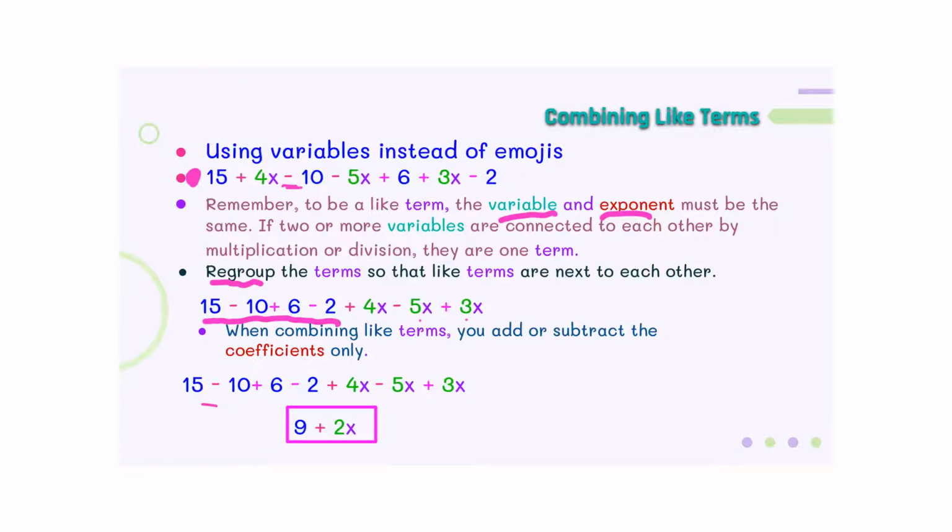So when I'm combining like terms, I add or subtract the coefficients only. This is really important. You only add or subtract the coefficients, not the exponents. So 15 minus 10 is 5, plus 6 is 11, minus 2 is 9. So I have 9 here. Then I have 4 minus 5, which is negative x, plus 3x is equal to 2x. So my combined like terms and my simplified expression is 9 plus 2x.